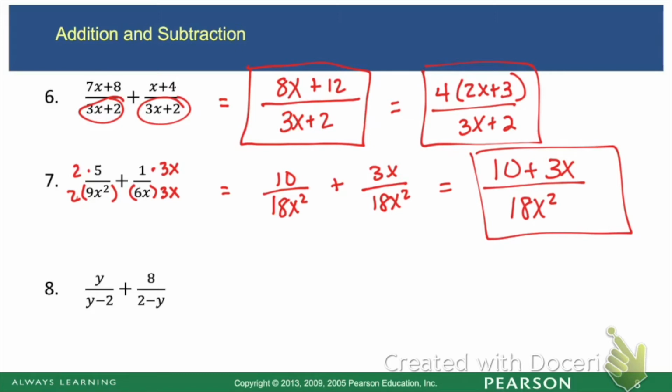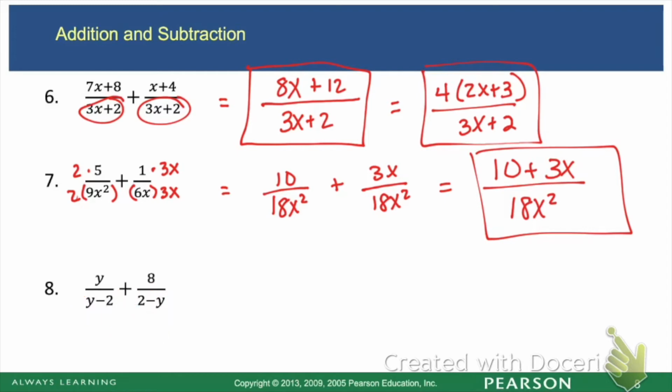Number 8, I'm adding. I need a common denominator. So I look at my denominators, and they're so close, but they are not the same. They're actually opposites. In the first denominator, the y is positive, and in the second denominator, the y is negative. In the first denominator, the 2 is negative. In the second denominator, the 2 is positive. So they're exactly opposite, but they are not the same, and I need them to be the same.